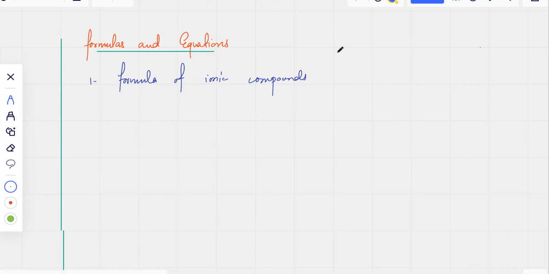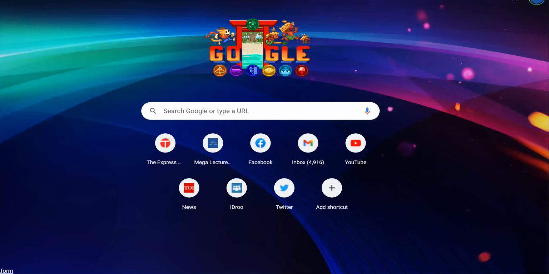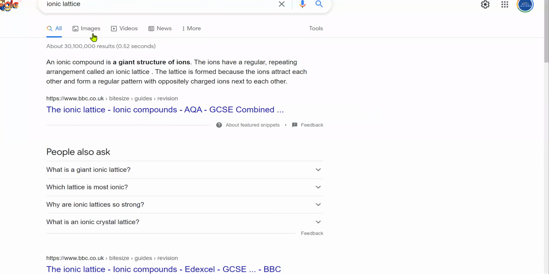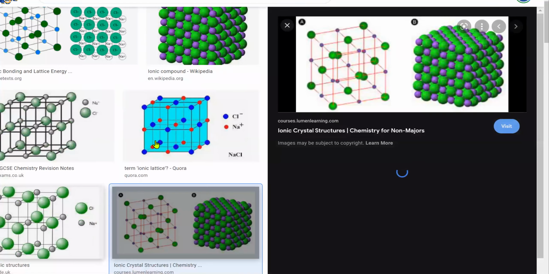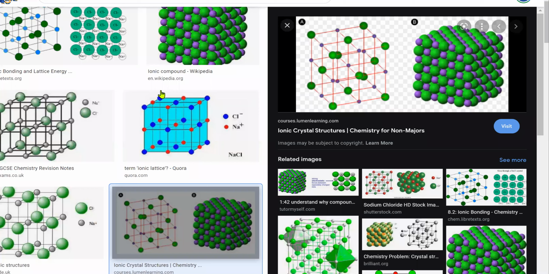Now, when it comes to formulas of ionic compounds, we have kind of drawn dot and cross diagrams, and we know what ionic compounds are. Okay, so an ionic compound was a lattice. Let me quickly take a picture of a lattice and stick it over here, so that notes get made alongside. So an ionic compound is lots of positive and negative ions joined together.